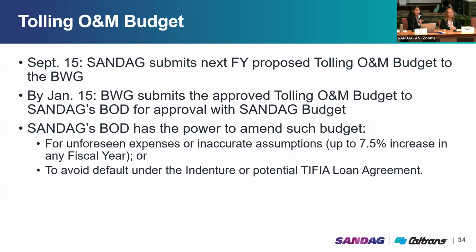The way this process is proposed to work, SANDAG would submit a proposed budget to the BWG by September 15th. The BWG would submit its approved tolling O&M budget to the SANDAG board by January 15th. And then the SANDAG board would adopt that budget, kind of similar to how we do it with ARJAS. SANDAG's board does have the power to amend that budget. If there are unforeseen circumstances, inaccurate assumptions, it could be amended up to a 7.5% increase. Also could be amended, changed, or replaced if we needed to avoid default under the TIFIA loan or bond indenture.